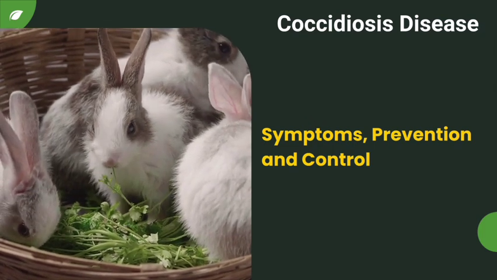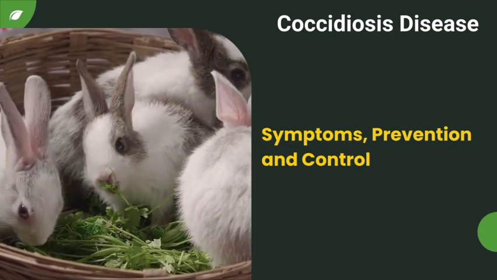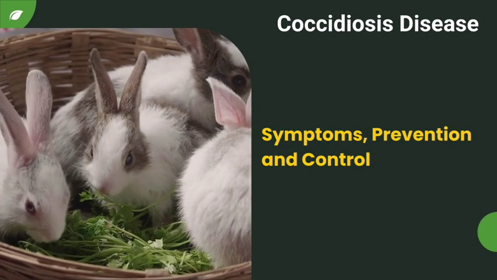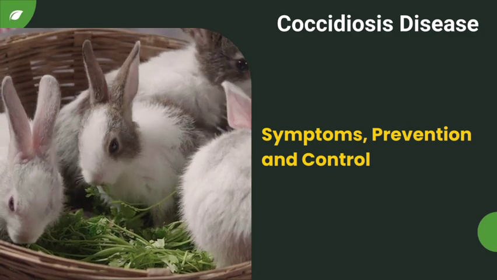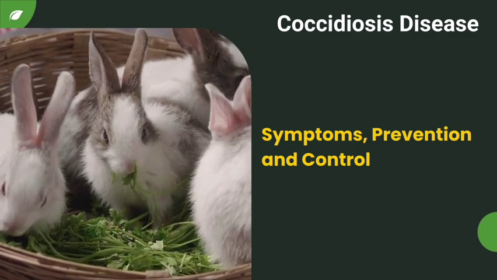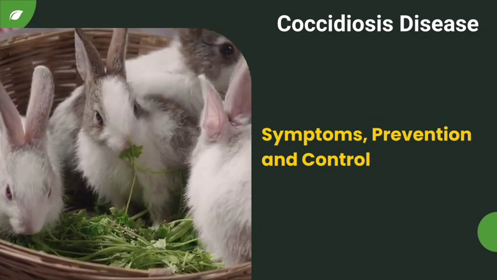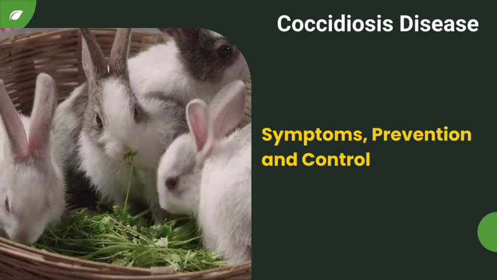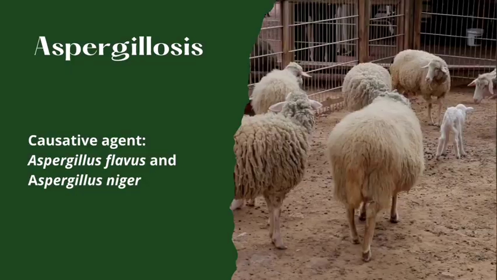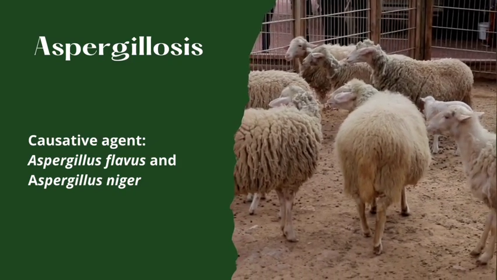As you can see in the previous picture, the feces has blood in it. So that's to tell you that the bird has coccidiosis. And rabbits, like I said earlier, are also affected by coccidiosis. Coccidiosis is also known to affect animals such as dogs and cattle.